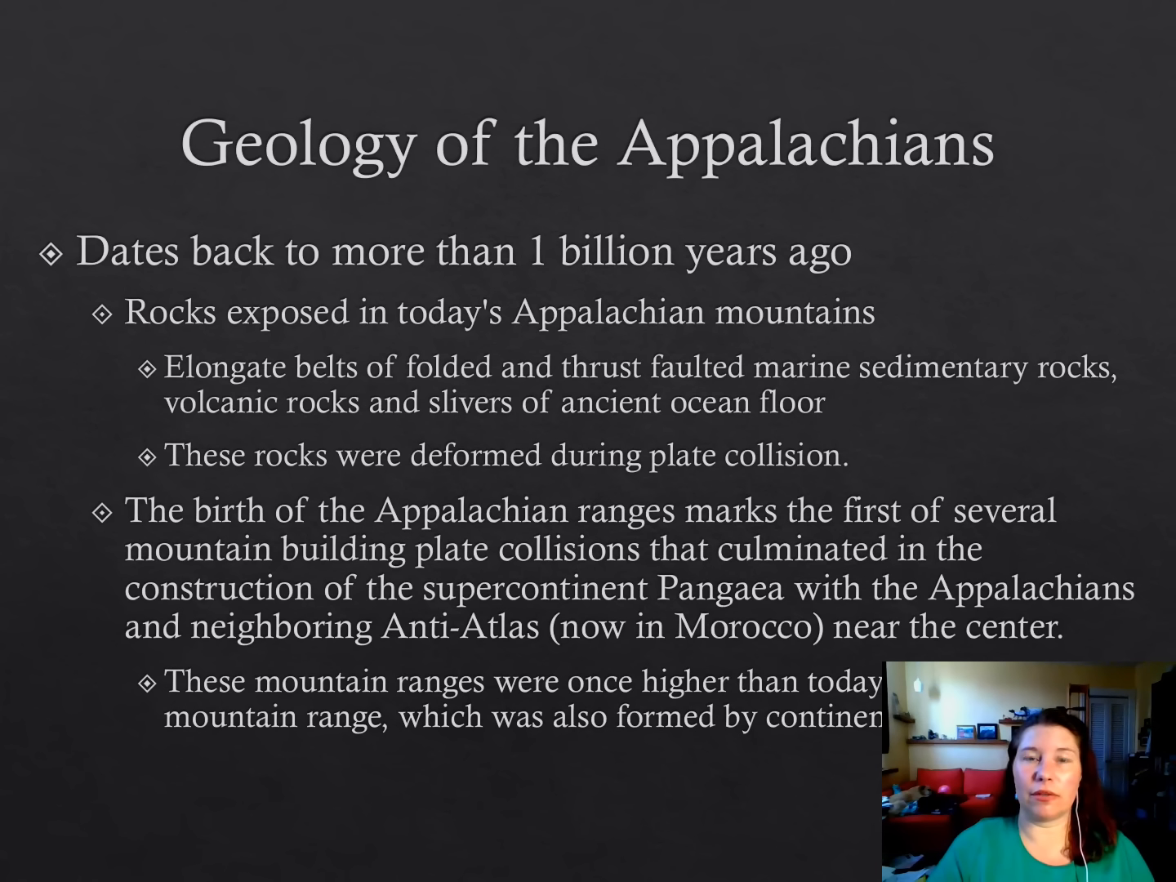Some of the rocks that we see in some parts of western North Carolina date to about 1.3 billion years in age. So some of those rocks began to form a long time ago and have been thrust up into that orogenic system. So we have a lot of folded and faulted marine sedimentary rocks. We have a lot of volcanic rocks as well. And there's going to be some metamorphism because there's a lot of heat and pressure, and pieces of ancient ocean floor. Basically, you have everything going on in the Appalachians because there have been so many different mountain building events occurring to form them.